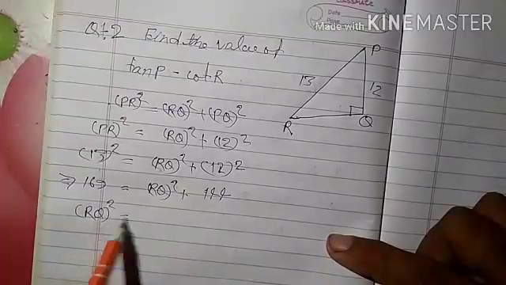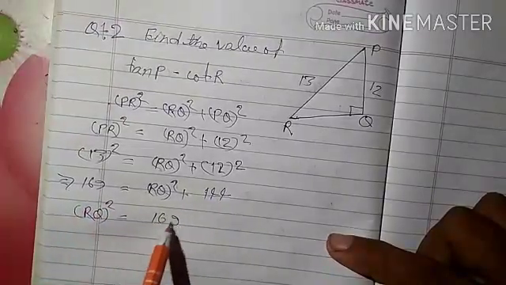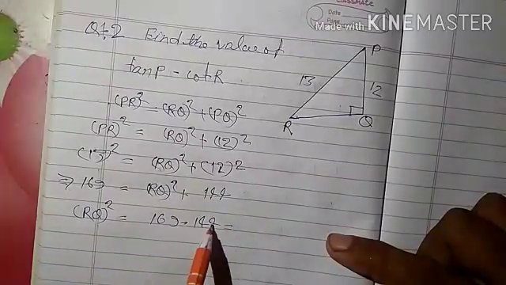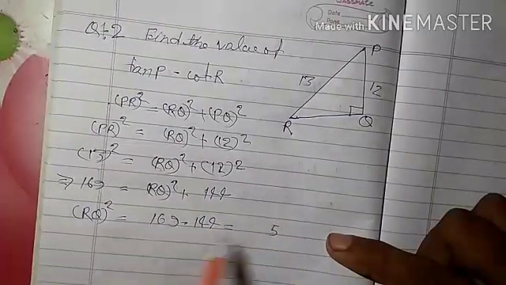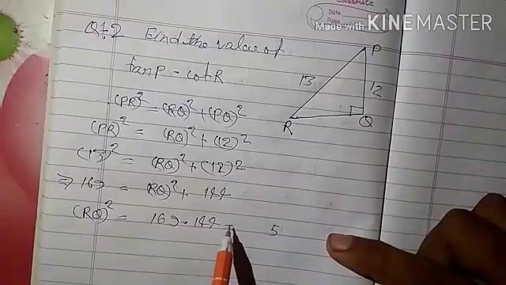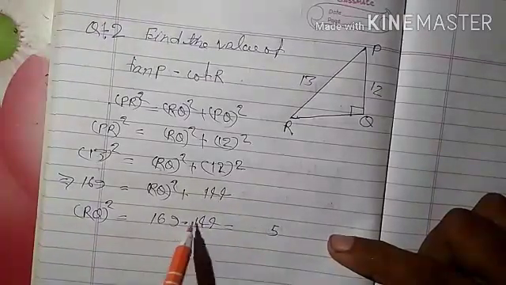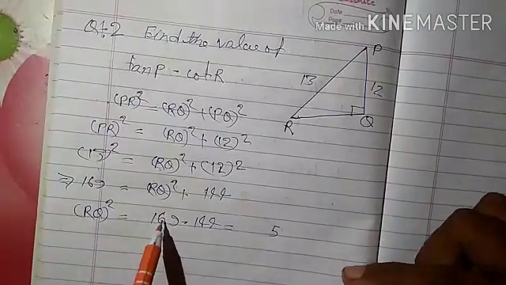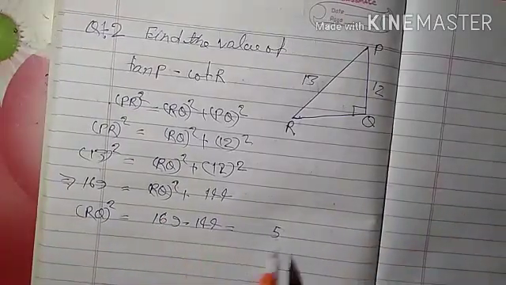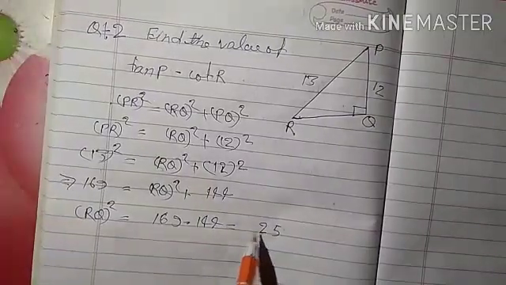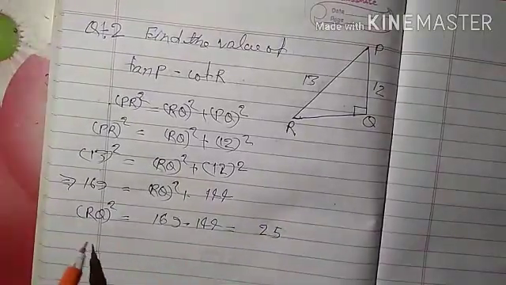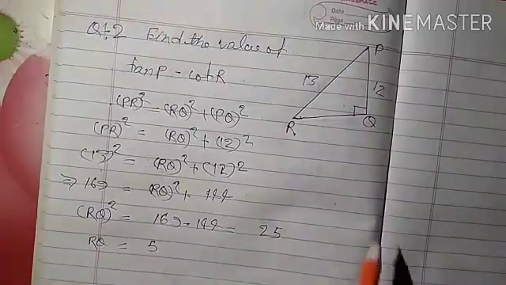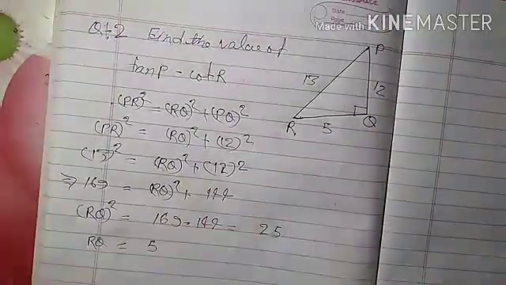So RQ square is equal to 169 minus 144. This is equal to 25. So RQ is equal to 5, so RQ is equal to 5.